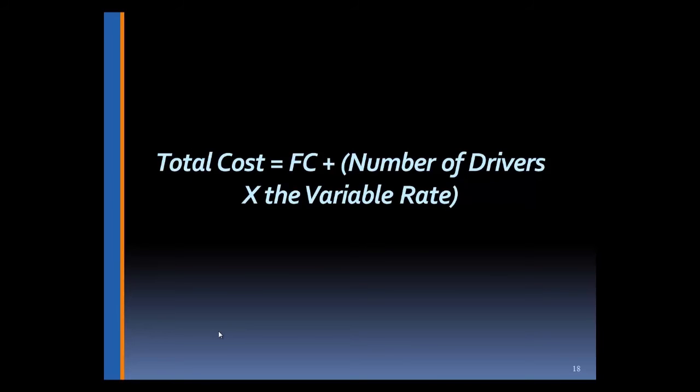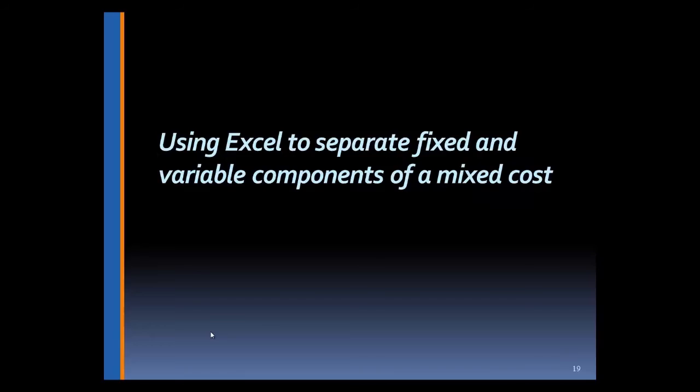Now the total cost is fixed cost plus number of drivers times the variable rate. So if you separate the fixed and variable cost, then you can make a projection by taking the fixed cost component and the variable rate amount, and multiply the variable rate by the number of projected drivers and get the total projected cost.